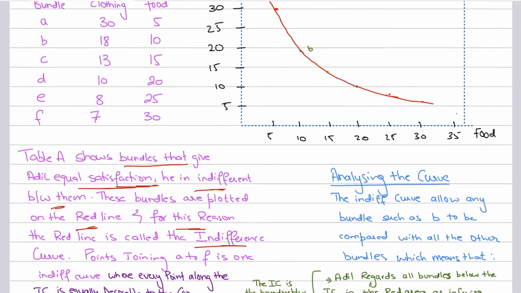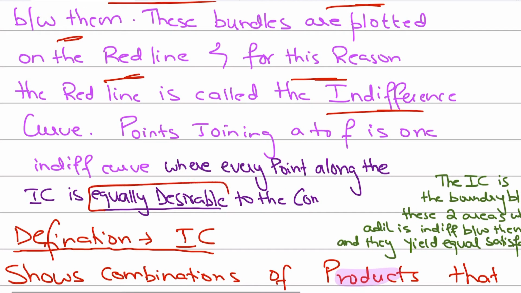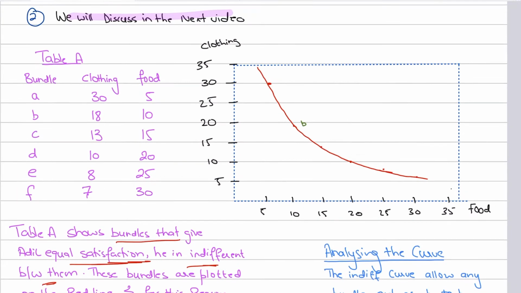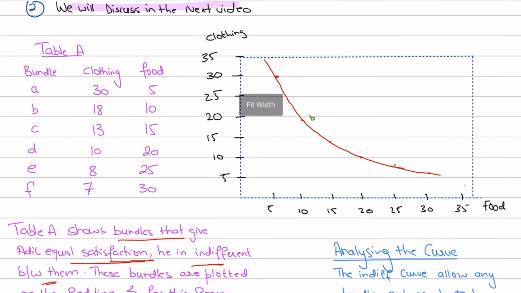Because from A to F, all of these bundles give Adil equal satisfaction, and for him, they are equally desirable. Adil is rational enough to know that, right? So what we need to understand from the indifference curve is that each bundle on the indifference curve is giving Adil equal satisfaction first and foremost. Also remember that I'm labeling this bundle B, and this is bundle A, and this was bundle C, D, E, and F, right?